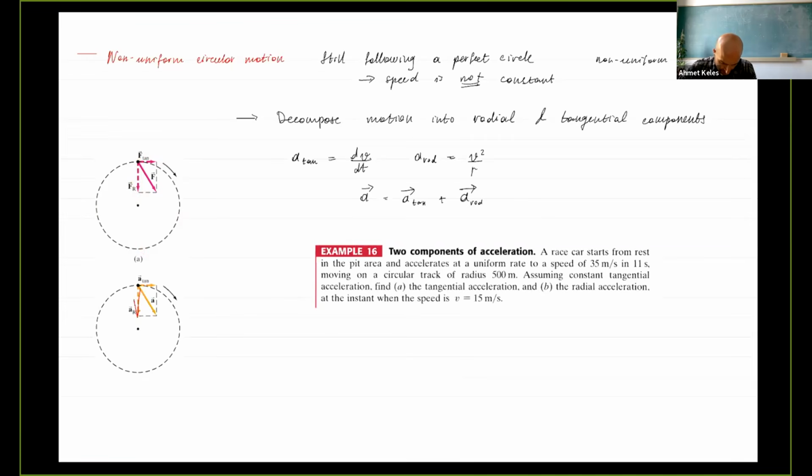Maybe I can just go through this example, which kind of explains what's going on. A race car starts from rest in the pit area and accelerates at a uniform rate to a speed of 35 meters per second in 11 seconds, moving on a circle track of radius 500 meters. Assuming constant tangential acceleration, find A, the tangential acceleration, and B, the radial acceleration at the instant when the speed is 15 meters per second.